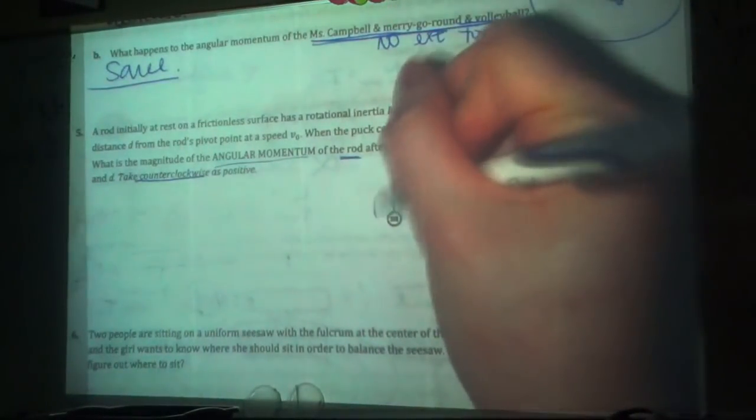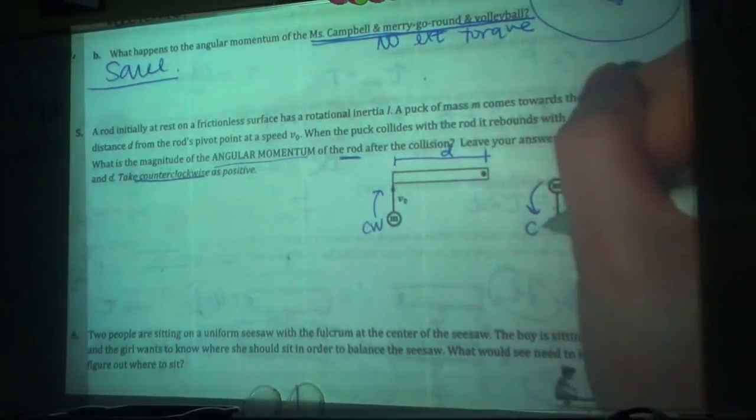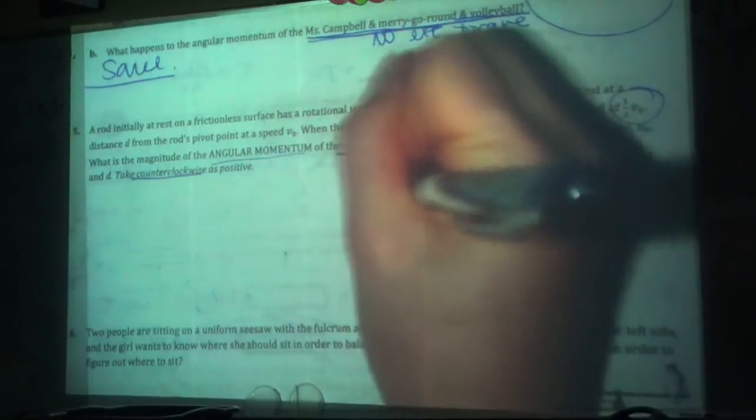So this right here is a clockwise motion. This one right here is counterclockwise. This is like a positive velocity. This is like a negative velocity.